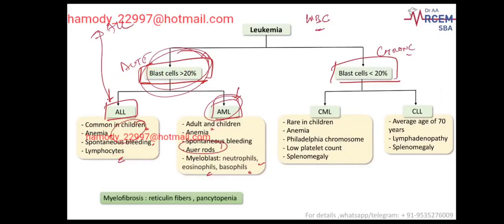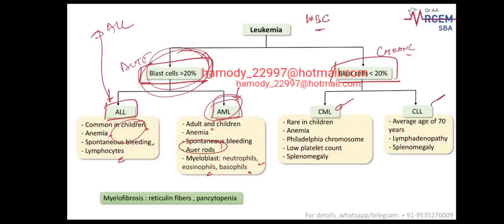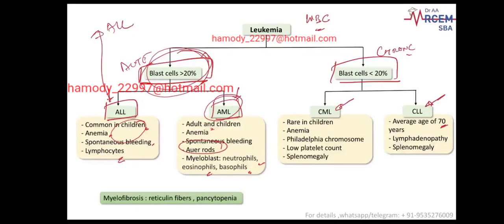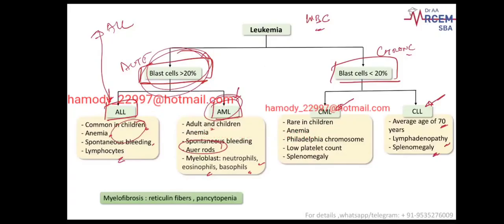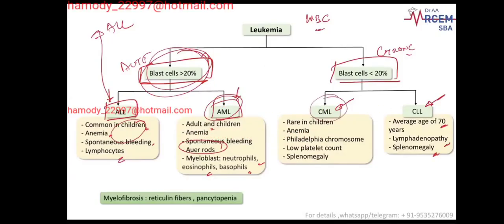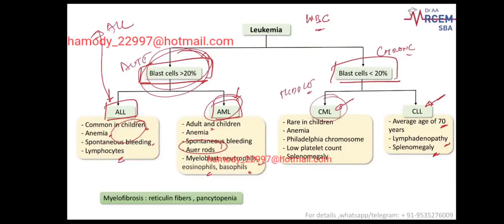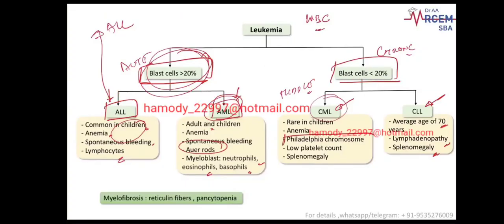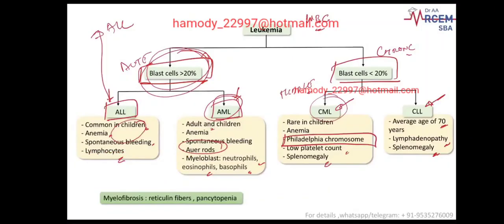Coming to blast cells which are less than 20%, then it is chronic myeloid leukemia or chronic lymphoid leukemia. Chronic lymphoid leukemia is commonly seen in elderly persons, above 70 years. Usually they will have splenomegaly and lymphadenopathy will be present. CML is usually seen in middle-aged persons, in their 40s and 50s. It is very rarely seen in children, and it is associated with the Philadelphia chromosome. It can present with splenomegaly and low platelet counts.